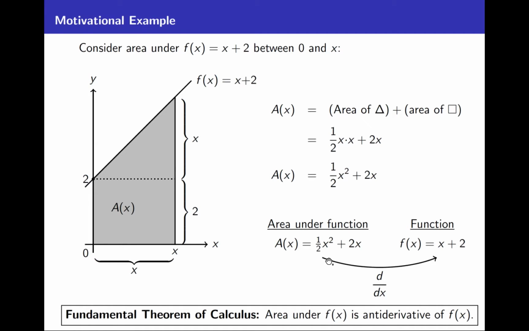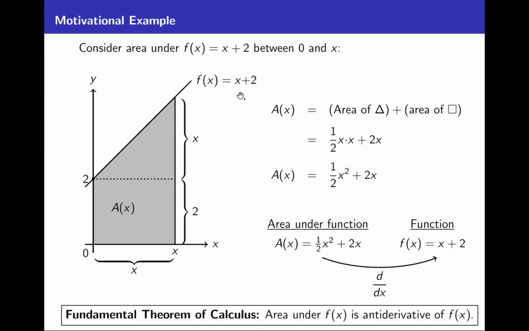And it turns out that this is not a coincidence. This is always true. And that's part of the fundamental theorem of calculus. This is just a paraphrasing of it, just to give you an indication of how it works. It turns out that the area under the graph of f of x is an antiderivative of f of x in the sense expressed in this picture.